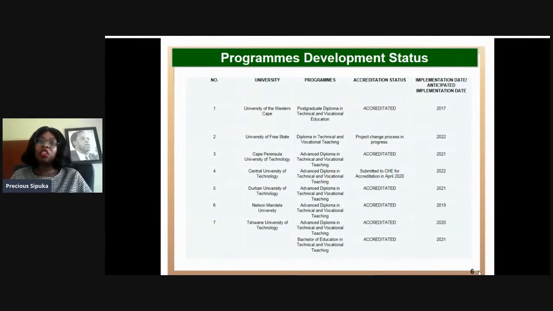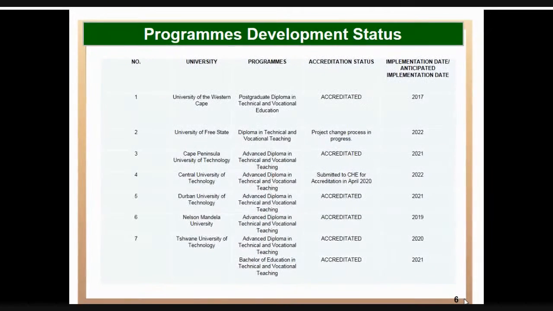And finally, this year, the Tshwane University of Technology also started offering the Advanced Diploma in Technical and Vocational Teaching. But as we can see, in terms of the anticipated implementation date, most institutions will start offering the program from 2021-2022 onwards.